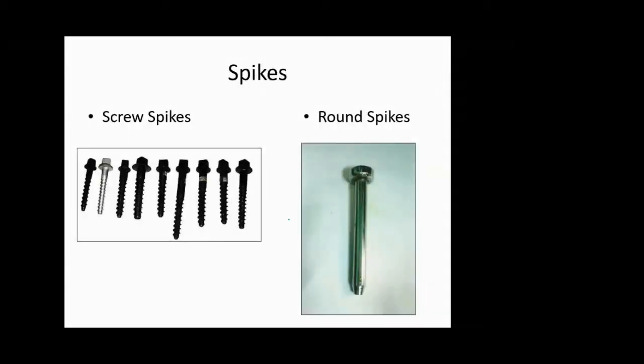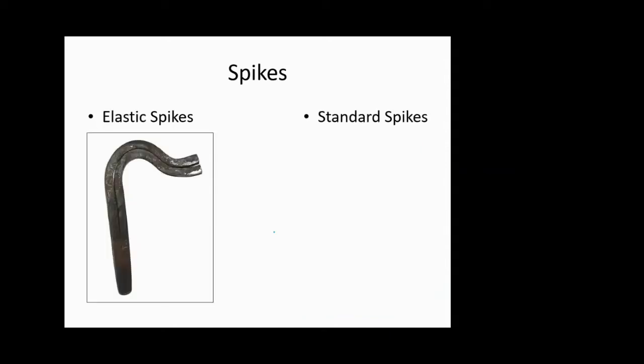Then you have screw spikes. Now these are an advancement to the dog spikes. As I told you, dog spikes were mainly used when wooden sleepers were abundant, but later on as the material went on changing, the spikes also went on changing. So now what we use is the screw spikes or round spikes. Then you also have something called elastic spikes for light tracks or maintenance tracks or station yard tracks. And there is a standard spike.